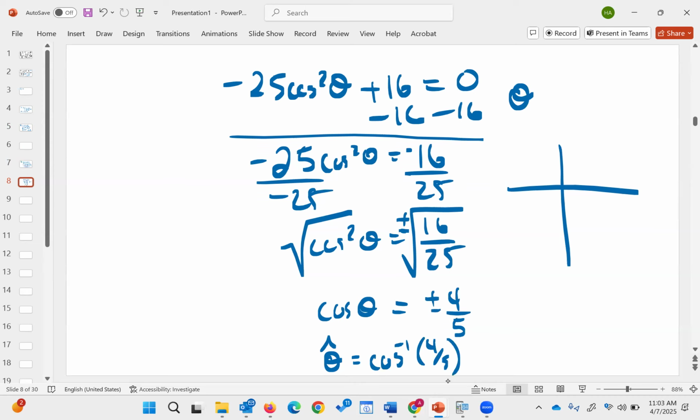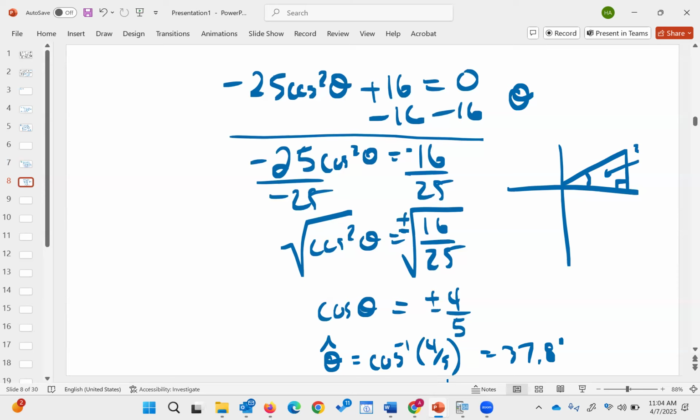So anybody can give me cosine inverse of 4/5? Make sure you are in the angle measurement of degrees. 36.8 is perfect. Anybody second that real quick? Okay, so what we just found is the reference angle in quadrant 1.